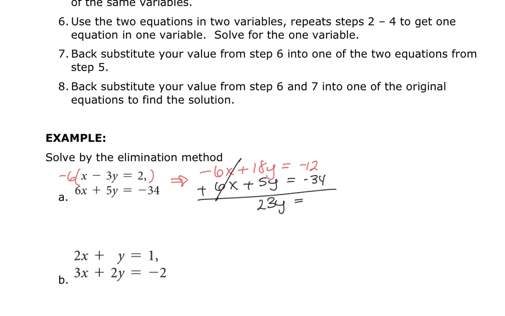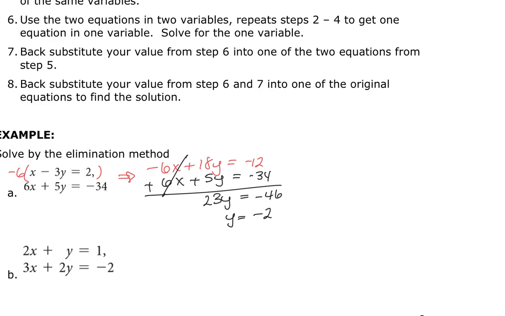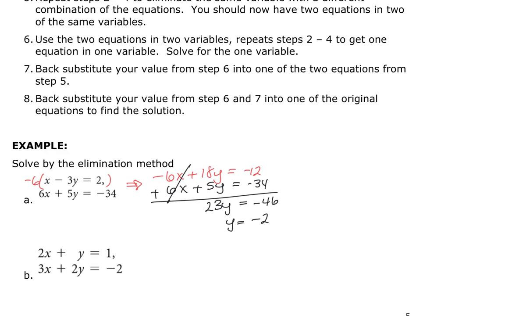And then over on the other side, I'm going to add a -12 and a -34, which gives me a -46. Dividing both sides by 23, I'm going to get y is equal to -2. Now, I still have to back substitute into one of the 2 equations. I'm going to back substitute into the first equation, because it looks like I'll have x already.